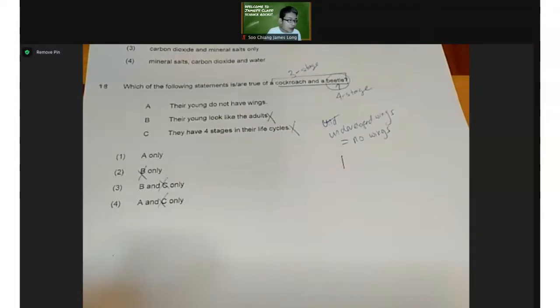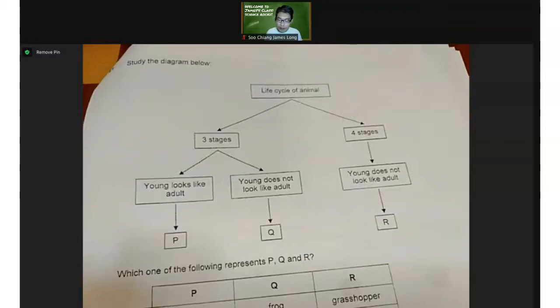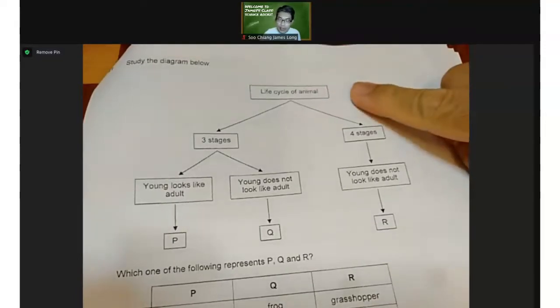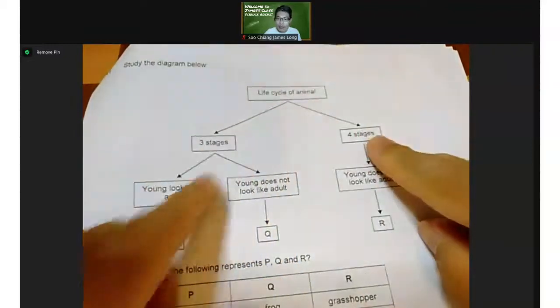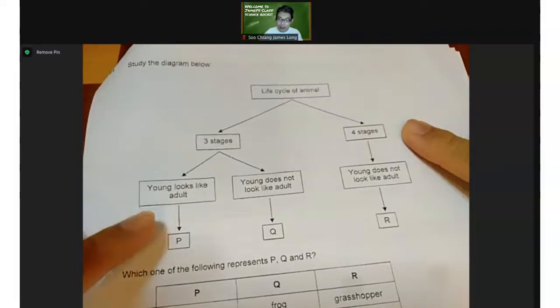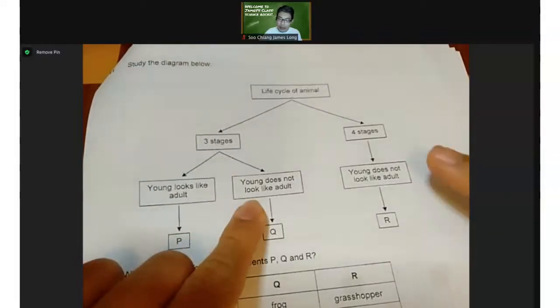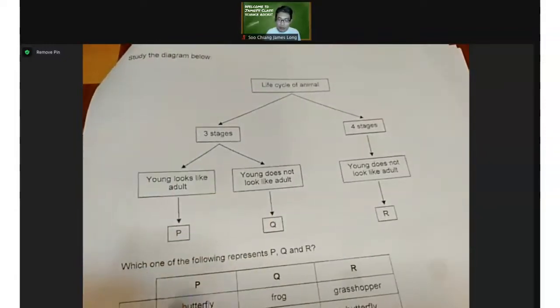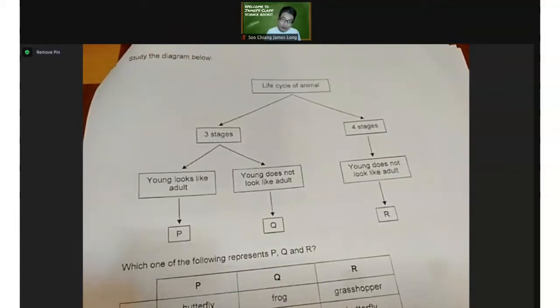Now, let's go to the last question for this video, question 41. This is a flow diagram or flow chart. So always start from the top, as in from the point where arrows come out. Life cycle, 3 stages, 4 stages, as I mentioned earlier. Looks like adult, does not look like adult, looks like adult. Which of the following represents P, Q, and R? Let's start off with one of them.